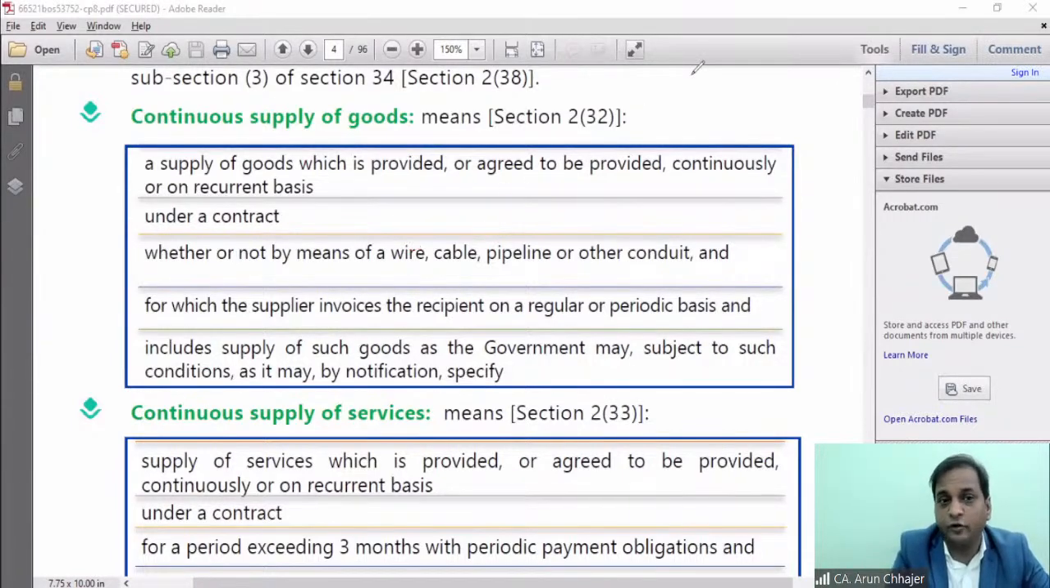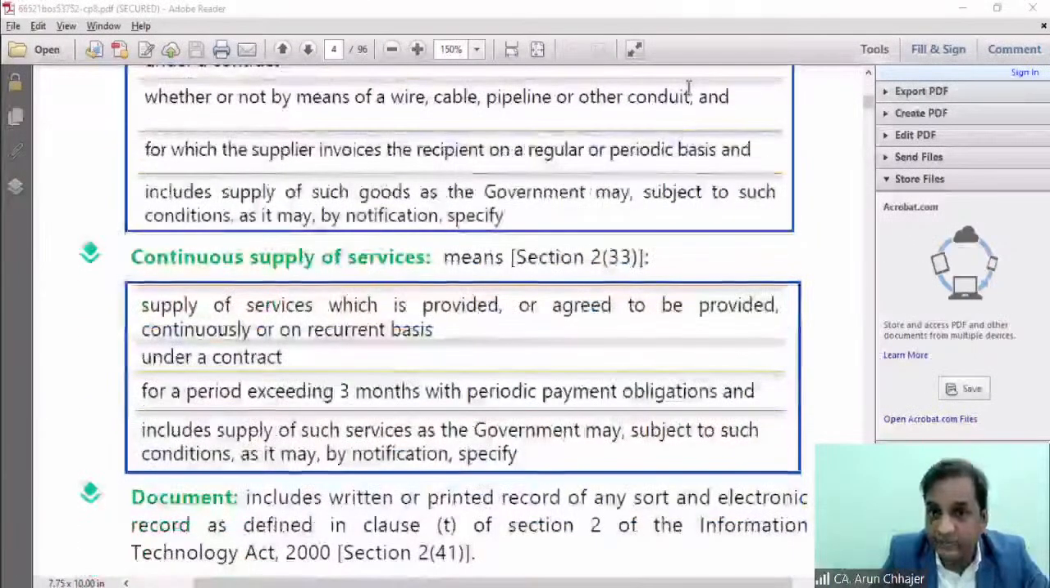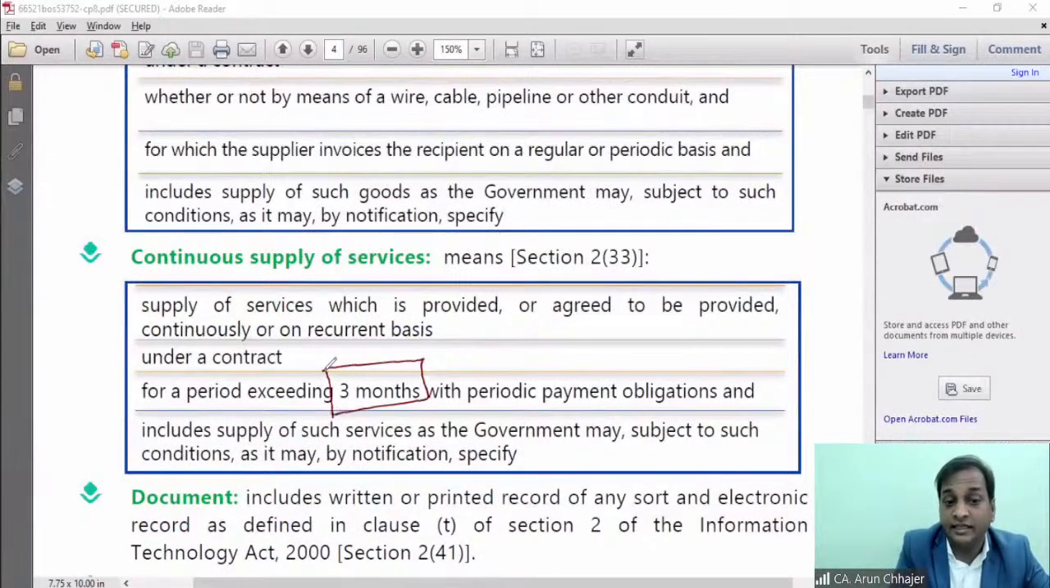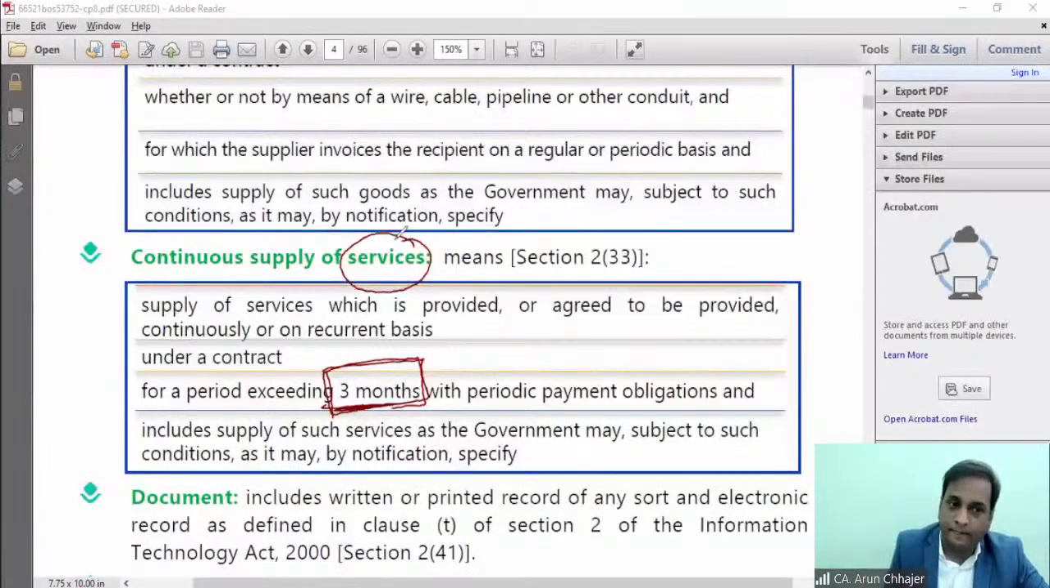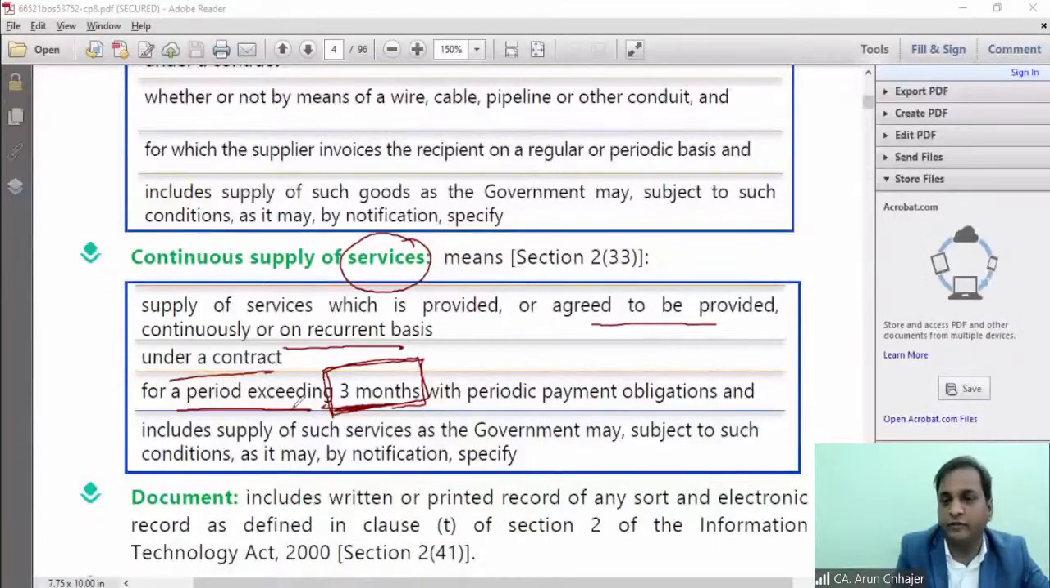If it is a supply of goods, then what is the time limit to issue the invoice? Different. And what is the meaning of continuous supply of service? Please note one thing: if I ask you the difference between continuous supply of goods and continuous supply of service, there has to be continuity for a period of more than 3 months, only then would the service be called continuous. Continuous supply of service is service which is provided or agreed to be provided on a continuous or recurrent basis under a contract for a period exceeding 3 months.